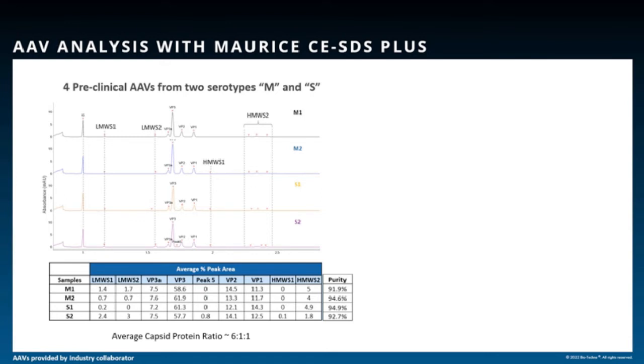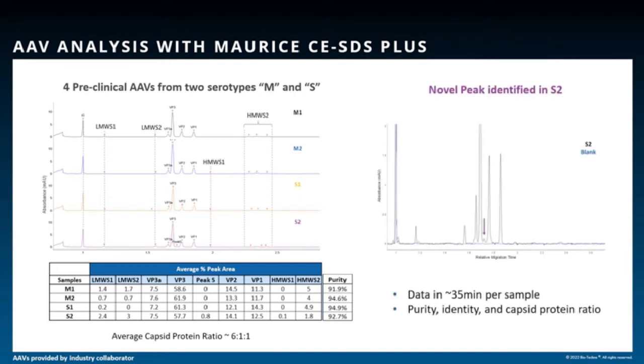In addition to the purity assessment and capsid protein ratio, a novel peak was identified in sample S2, which we named peak 5, at a 0.8% total peak area level. These data show a powerful example of how Maurice can support identity in addition to purity and viral protein ratio, all in the same run.